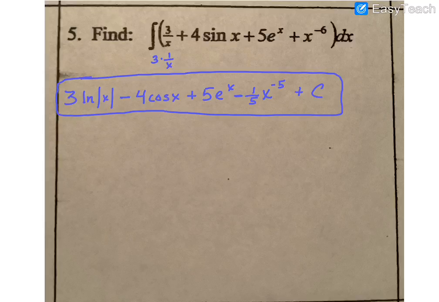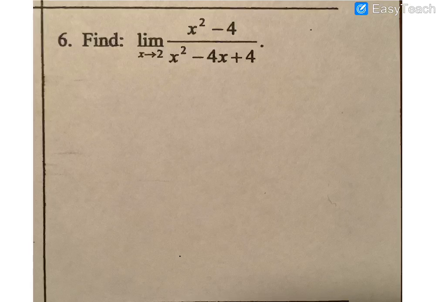Okay. Moving on to problem 6. Problem 6 is a limit. It's the limit as x approaches 2 of this fraction. If we plug 2 in right off the bat, I believe you get 0 over 0. That is a limit that we can't leave as is, so I would suggest you investigate any factoring options here.